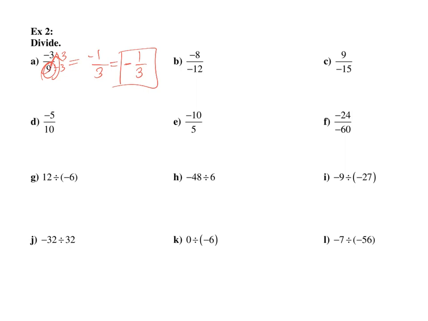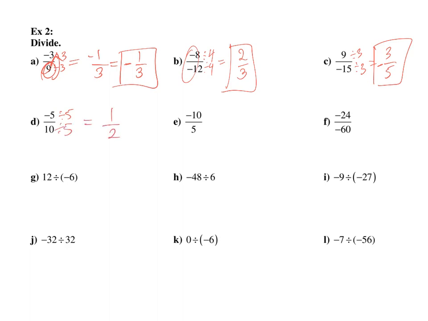Alright, then we have negative 8 over negative 12. Let's simplify this. Could divide 4 into both of these, so we get 2/3. And we have a negative divided by a negative, that's positive. Then we have 9 over negative 15. We could divide 3 into all of these, so we have negative 3/5. And we have a positive divided by a negative, which is negative. Then we have negative 5 over 10. Divide these by 5. So we have 1 over 2. Negative divided by positive is negative.